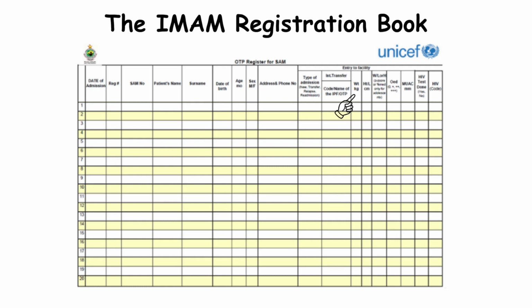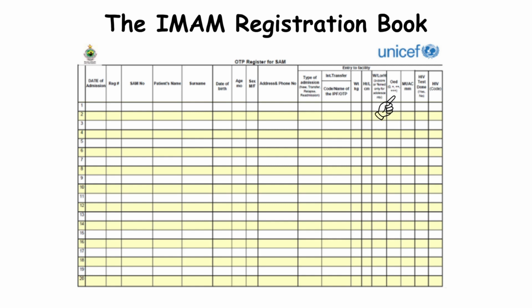Weight. Using an accurate scale, record the weight on admission in kilograms. Height or length. Using an appropriate instrument, measure and record the length or height of a child under 5 years and the height in meters for adults. The weight for height or length Z-score or BMI for age Z-score for BMI. Use lookup charts to score and record.